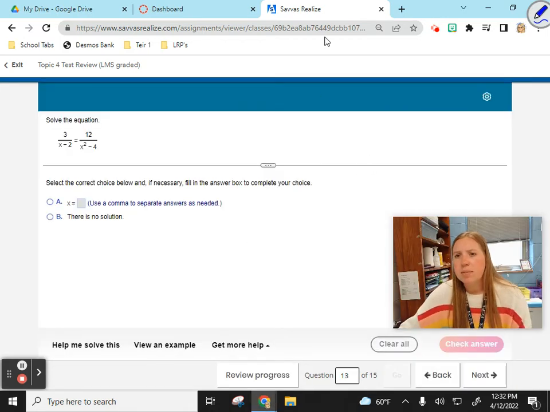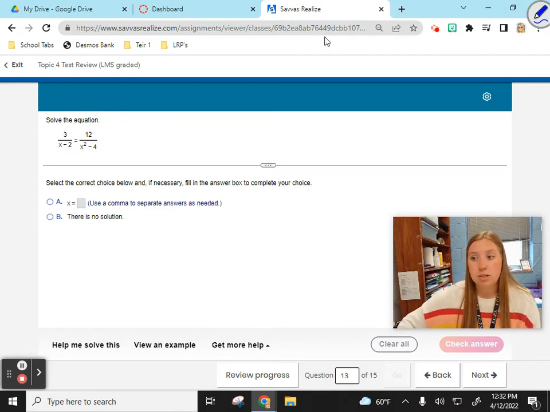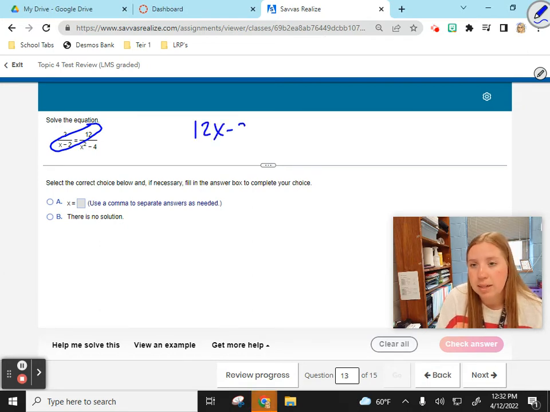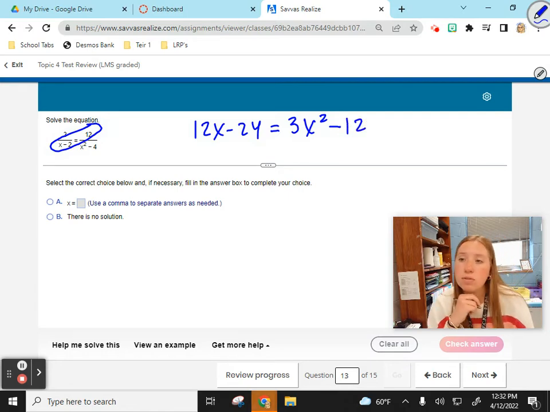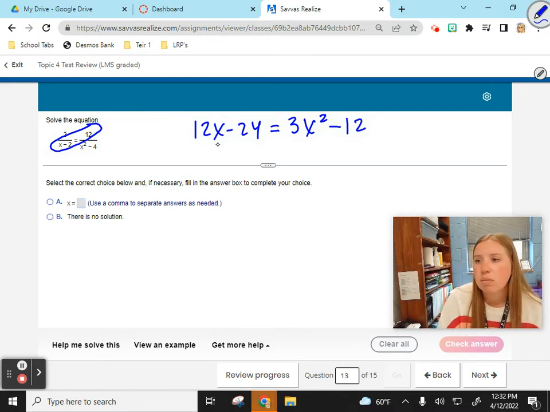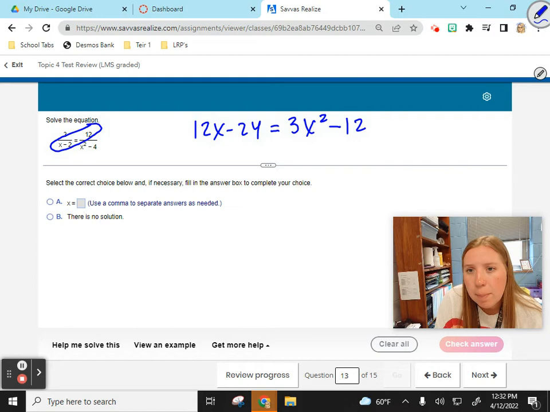The reason why I bring that up is because you could do something similar for this problem. Because we have a fraction equals a fraction, we could cross multiply here. 12 times x minus 2 is 12x minus 24. 3 times x squared minus 4 is 3x squared minus 12. And then we could solve this problem if we wanted to. This equation right here. But it is a quadratic.